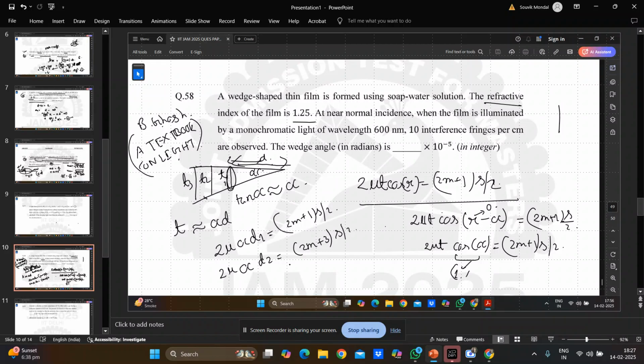lambda by 2. So what is your difference? 2 mu alpha delta D, or say delta x, is equal to lambda. So your delta x is equal to lambda by 2 mu alpha. This is your delta x.